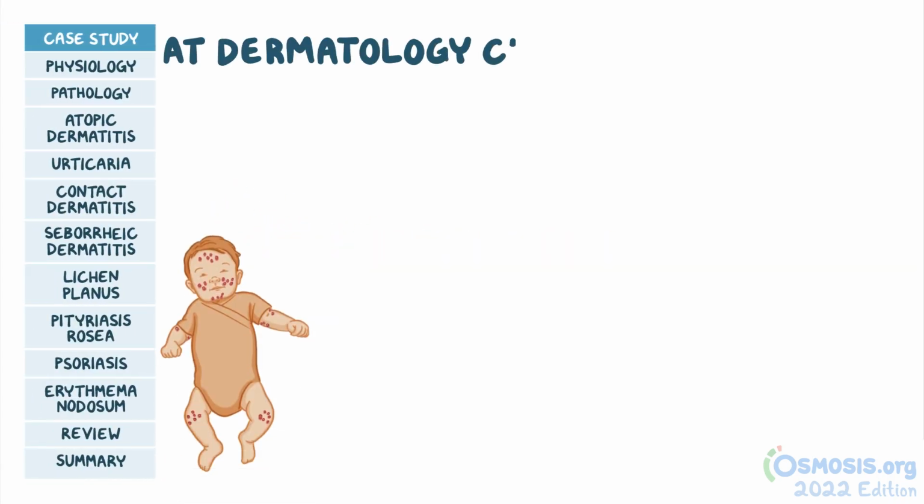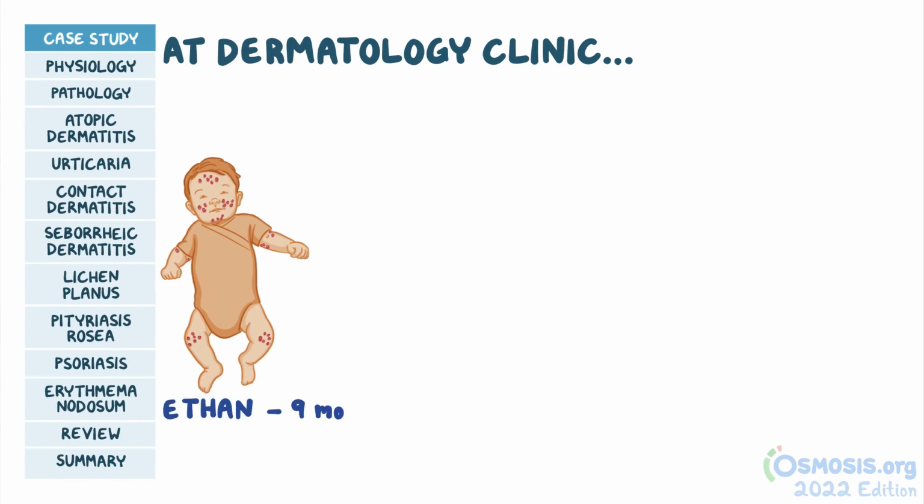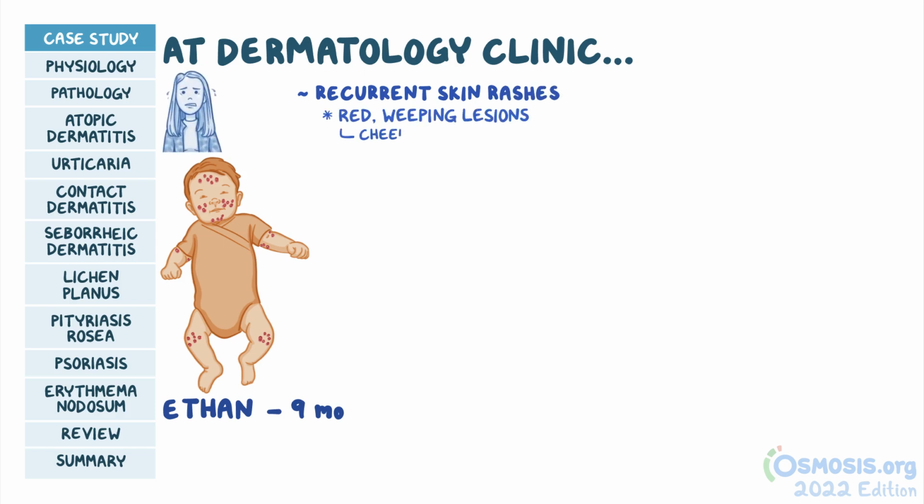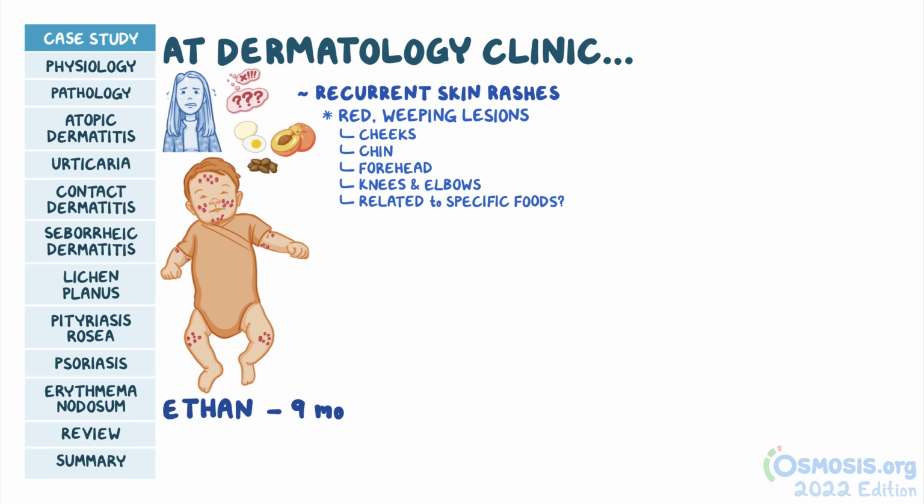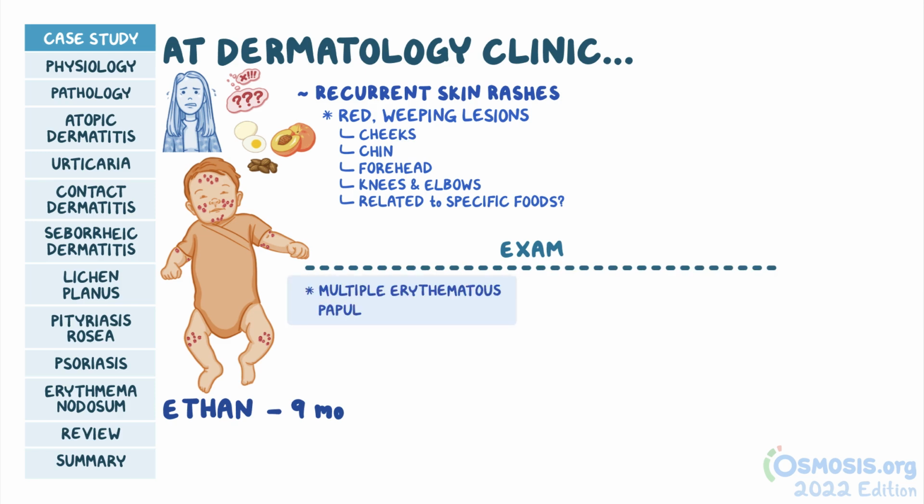At the dermatology clinic, 9-month-old Ethan is brought in due to recurrent skin rashes. According to his mother, he develops red, weeping lesions on his cheeks, chin, forehead, as well as the knees and elbows. His mother said these seemed to be related to the consumption of specific foods, but she couldn't figure out what kinds. Physical exam reveals multiple erythematous papules with excoriations. Blood work shows increased IgE levels.